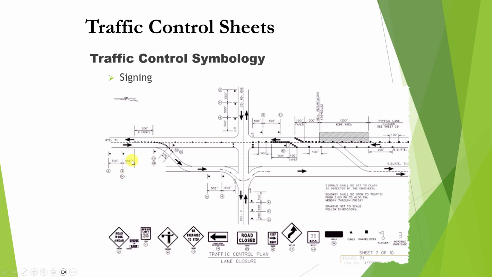I see it here. It also has dimensions of what the distance is between the signs. 500 feet, 200 on these cones up here. These other signs are from the flagger to the next sign, to the next sign, to the next sign, 1,500 feet total. But it's got that, it's got the arrows and all the symbology. And let's go through some more of that.